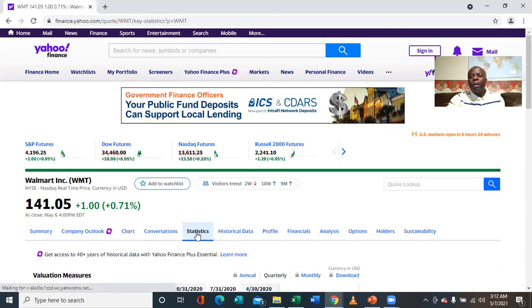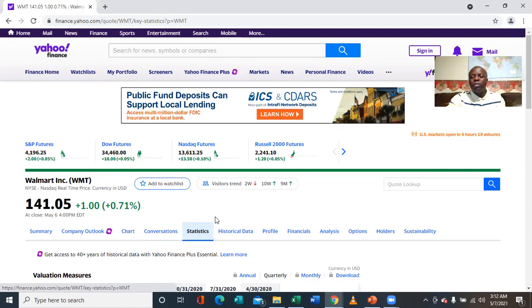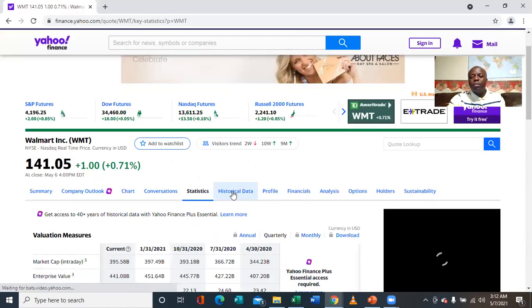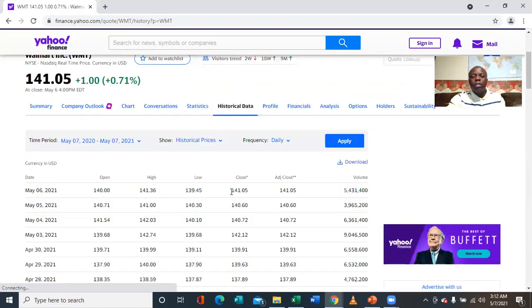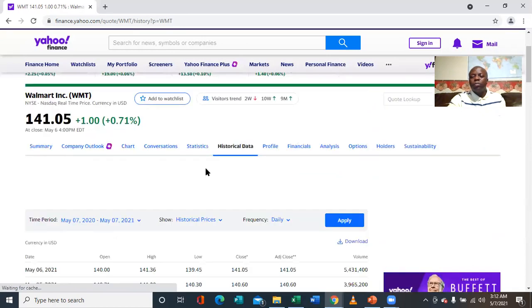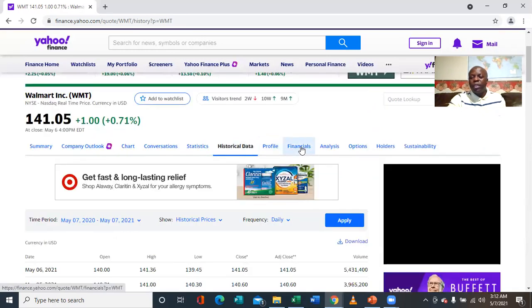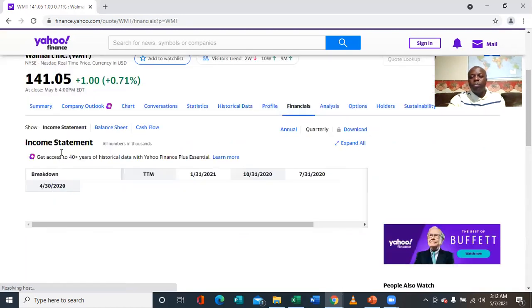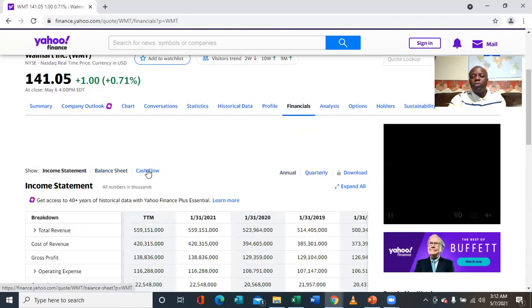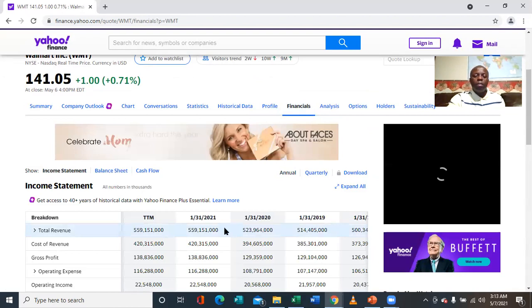If you want to know how the stock has been doing over time, you click on the historical data. It will bring you the stock price for Walmart, so you can see different stock prices at different days, and so on and so forth. And then, of course, the financial statements you can get from the financials. Once you click on it, it shows you the income statement, and you can also see the balance sheet if you want that, and also the cash flow.